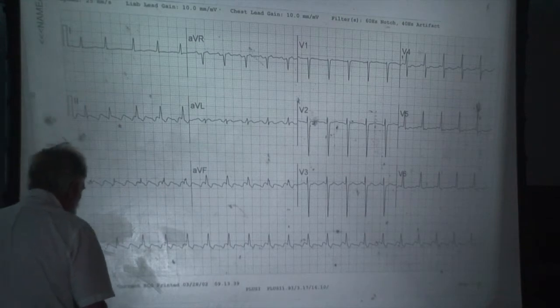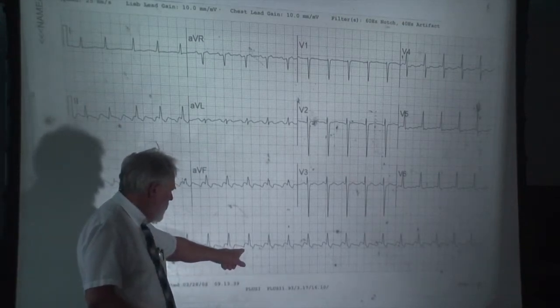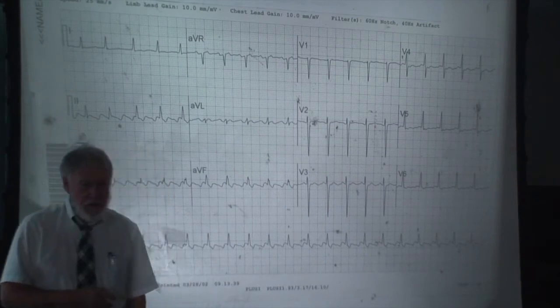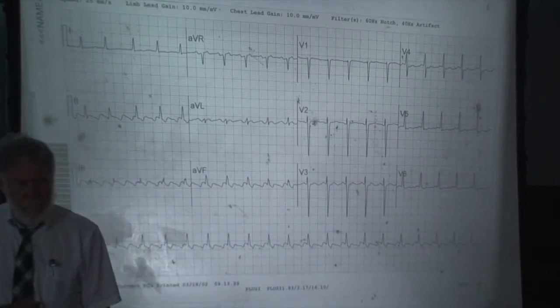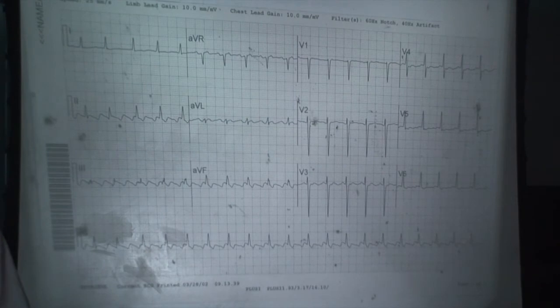And you don't see but one P wave, do you? You don't ever see the last P wave with atrial flutter. Usually buried somewhere in the T.